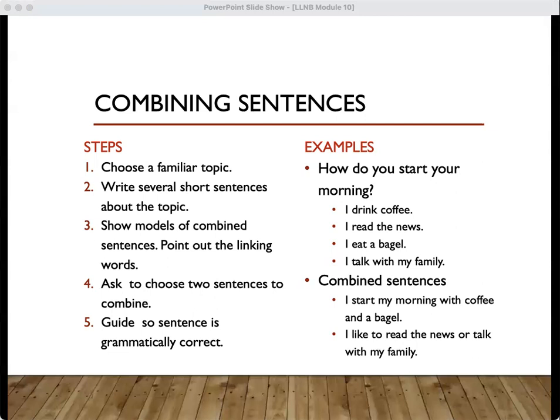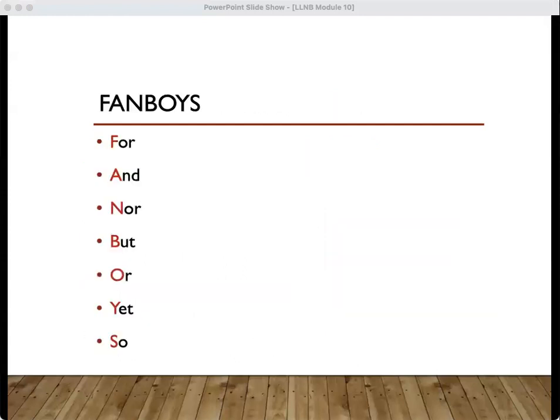In the second example, we combined I read the news and I talk with my family into a new sentence. I like to read the news or talk with my family. We combine them using the linking word or. Let's hear it for the fanboys. Fanboys is actually an acronym to help learners and yourself remember key linking words. For, and, nor, but, or, yet, so.